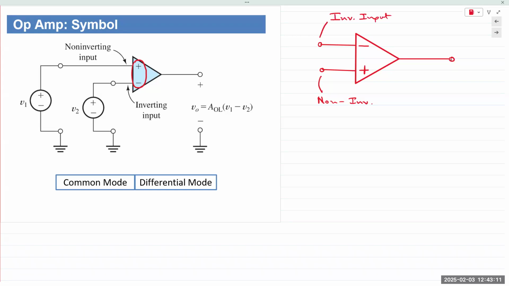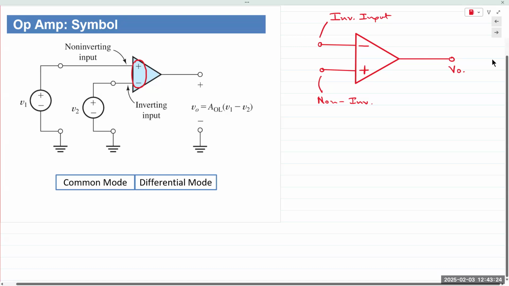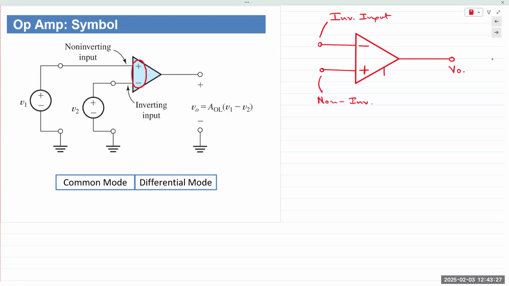V out is always taken at the end on the right side. So this V out or VO. What is not shown in here are the power supply inputs. The power supply inputs are typically here. And the reason they are not shown is because it sometimes complicates the circuits. Whether they are shown or not, they are present.